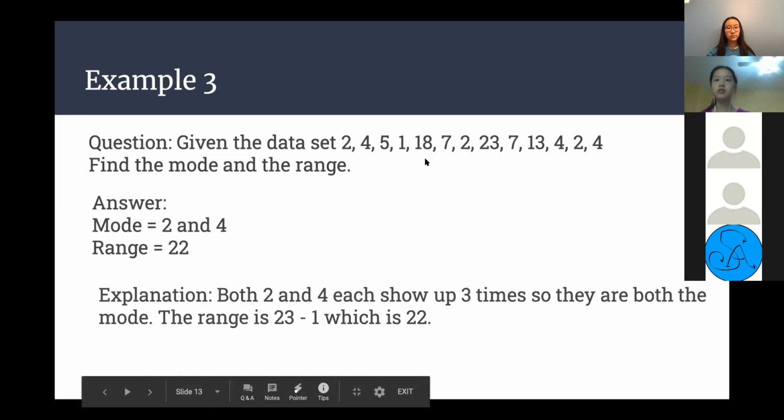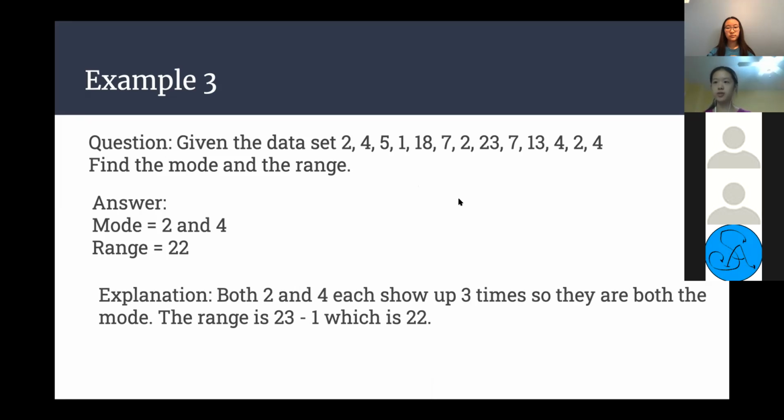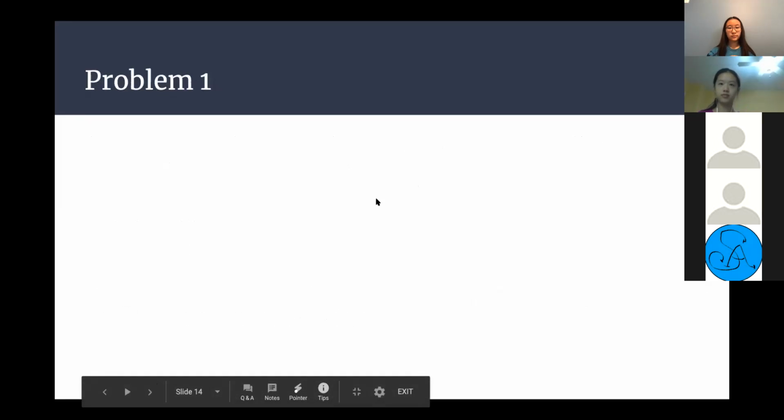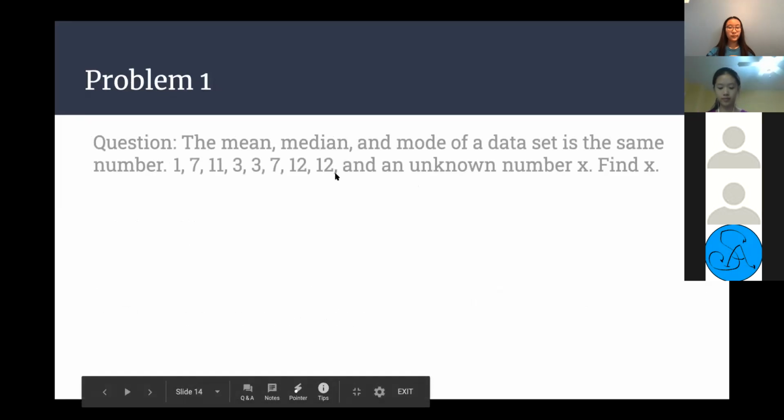And as for the mode, the number 2 shows up 3 times. So most of you noticed that 2 was the mode, but the number 4 also shows up 3 times. So both 2 and 4 are the modes. Okay. So now we're going to do some more application problems.